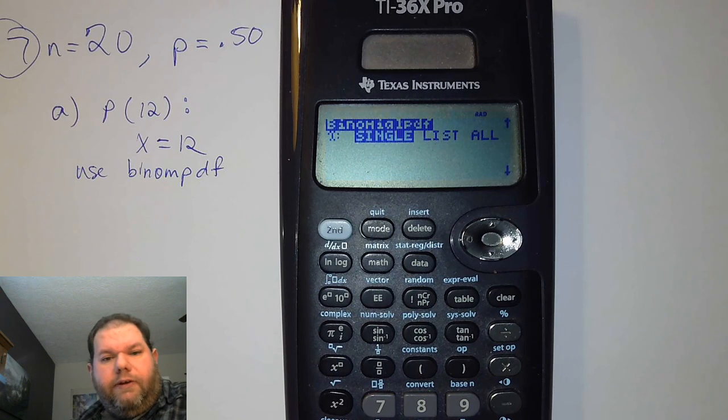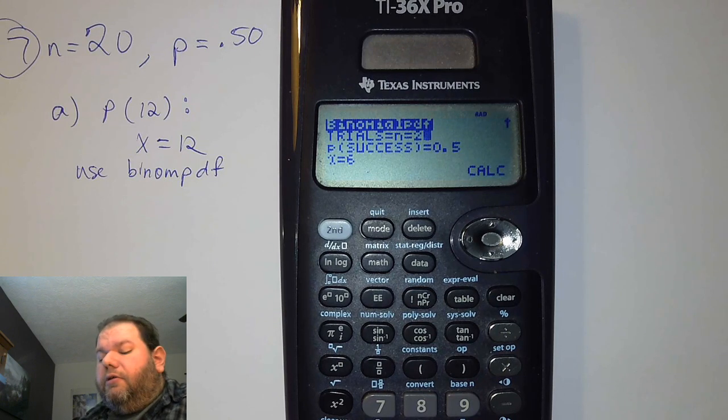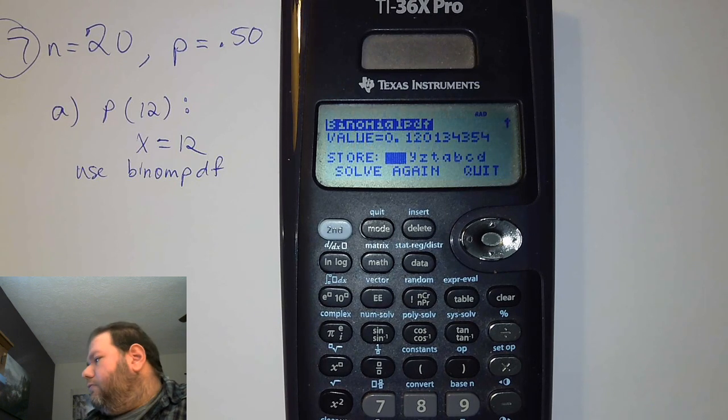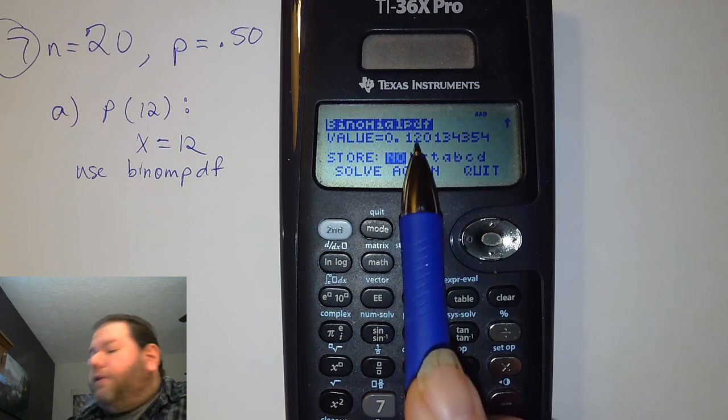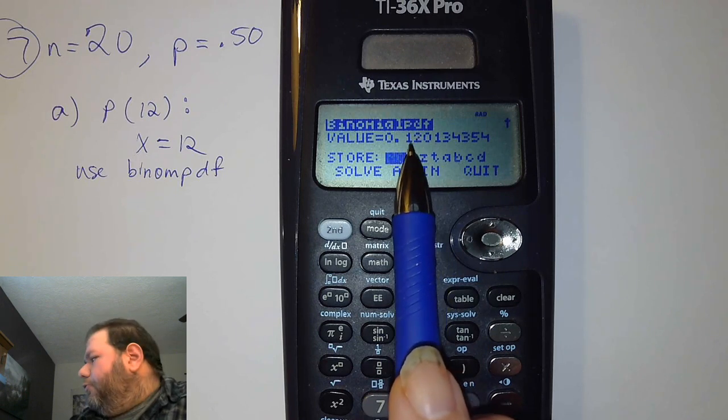Now, we always hit single right here. We don't want to have to enter the values ourselves. We'll just give them the data that we already have. So 20 trials. Probability of success is 0.5. And the number of successes is 12. And so we'll calculate. And so it gives us a value right here. And we want to round to 3 decimal places. So put 0.120.